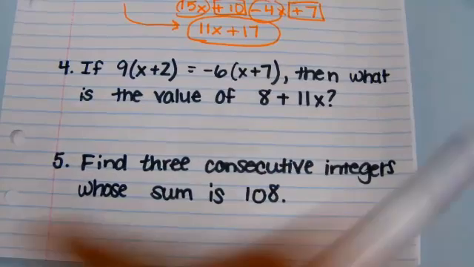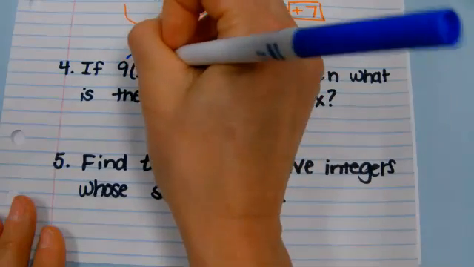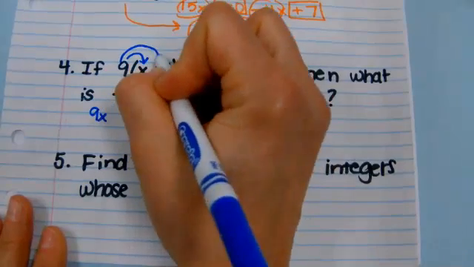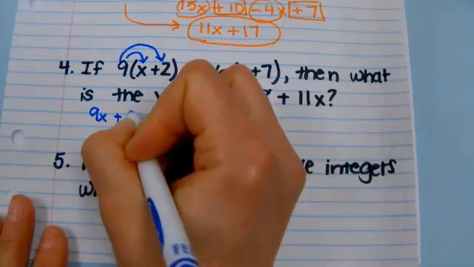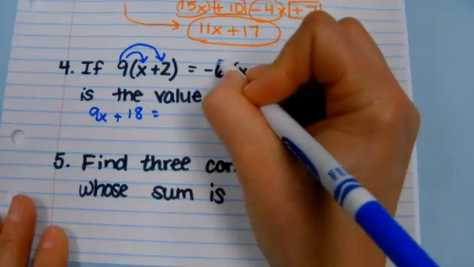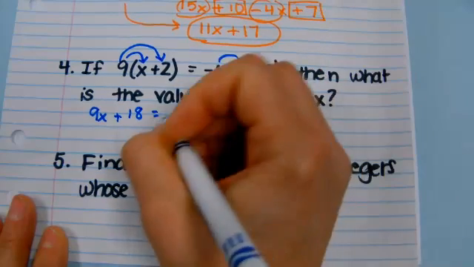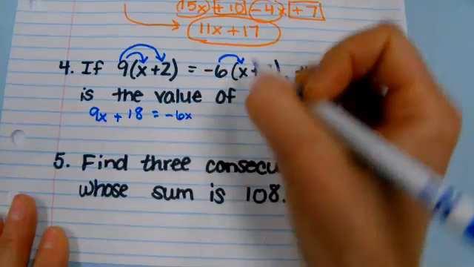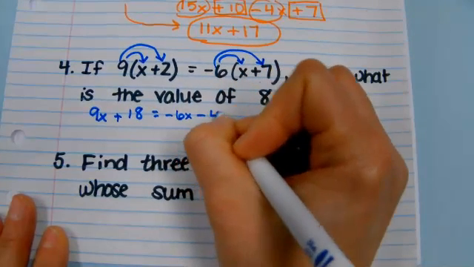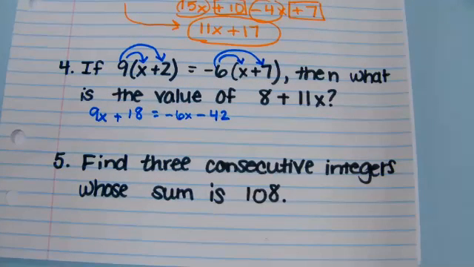To solve for x in the first one, we distribute. 9 times x is 9x. 9 times 2 is positive 18. And then I'm going to write equals. Now I'll do this side. -6 times x is -6x. And -6 times 7 is -42. What do I do next to solve this equation? Yep. Which one do I cancel?